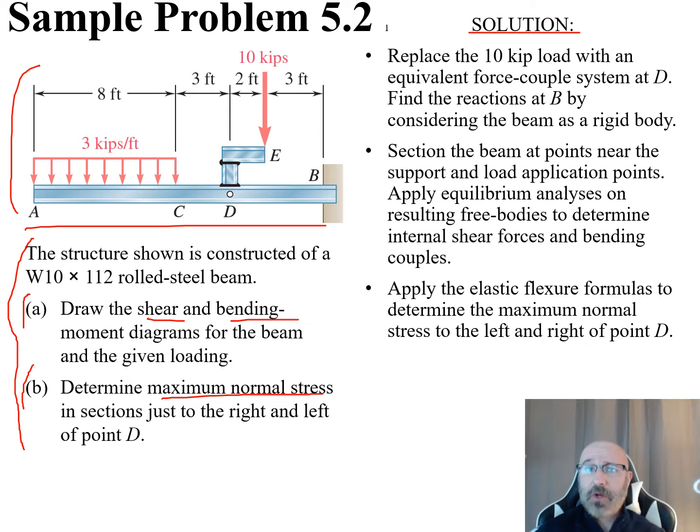So the first thing that we're going to want to do is replace this 10 kip load with an equivalent force couple system at D. So if we go over here at D, we can see this is pretty complicated going on here.